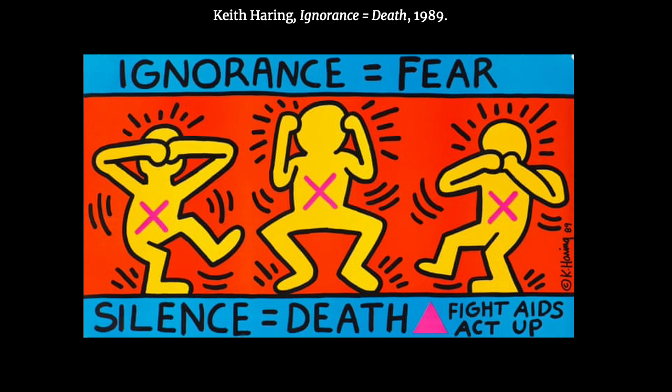Haring was always interested in social activism, and he turned a critical eye to numerous subjects that were on people's minds in the 1980s. And so HIV and AIDS and LGBTQ rights are just one of the many topics that he covered. Notice that he incorporates the same phrase as the previous work by Grand Fury, Silence Equals Death. He also incorporates that neon pink triangle and Fight AIDS, ACT UP, the Coalition to Unleash Power, the same group that we just looked at a moment ago.